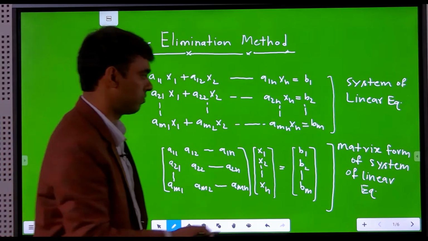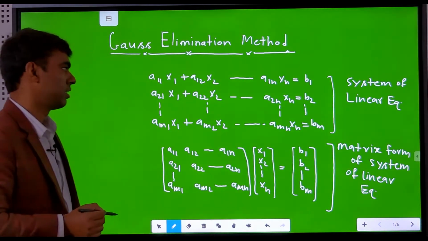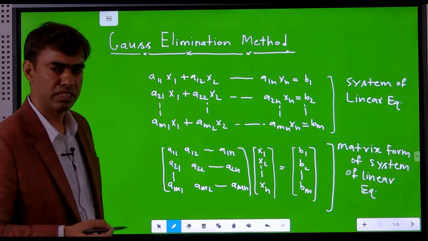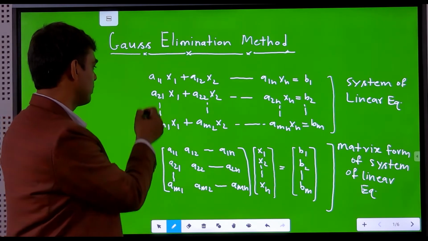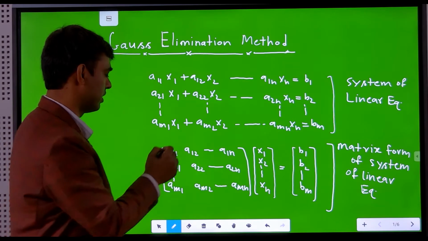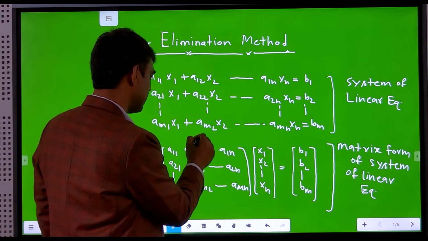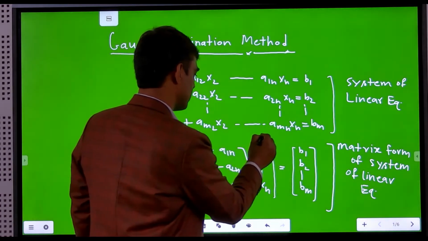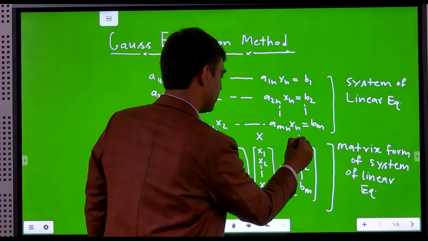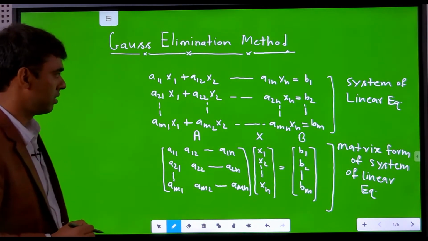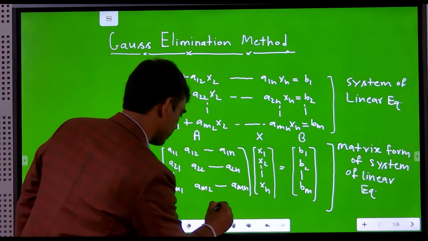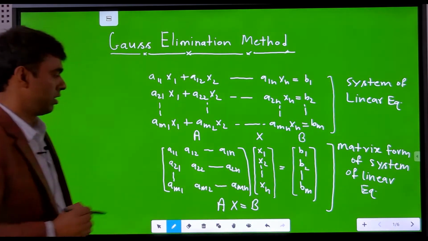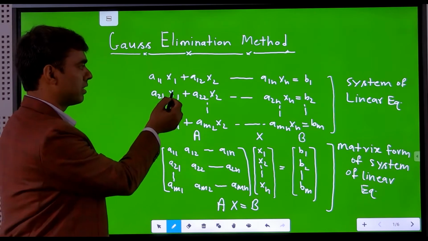Obviously, a system of linear equations means each equation is linear: the first equation is linear, the second equation is linear, the third equation is linear, and all the equations are linear. So, this is called a system of linear equations. If we represent the matrix of coefficients of the unknowns by capital A, this one is the column matrix X, and this one is the column matrix B, then we may write it as AX equal B. This is the equivalent form of the system of linear equations.